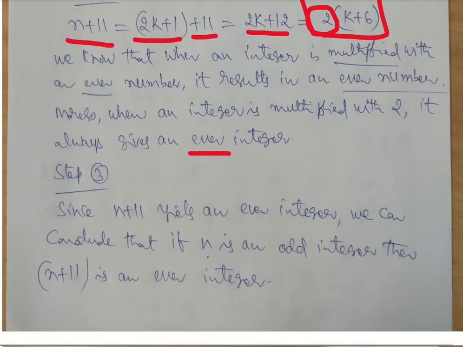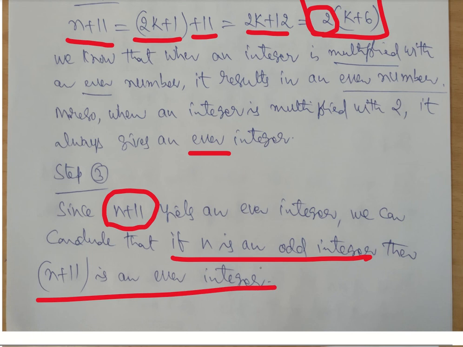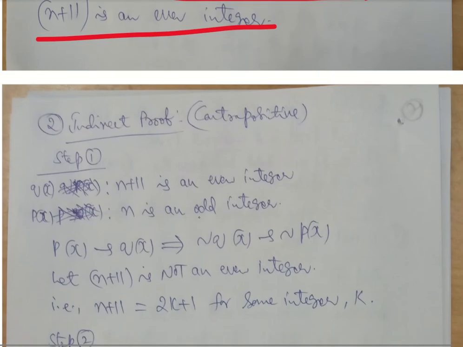So the conclusion is, since n plus 11 always gives us an even integer, we can say that if n is an odd integer, then n plus 11 is going to be an even integer. So next, the same problem we are going to prove using indirect proof. Direct proof means we take P, we take Q, we infer P implies Q based on P is true, Q is true.